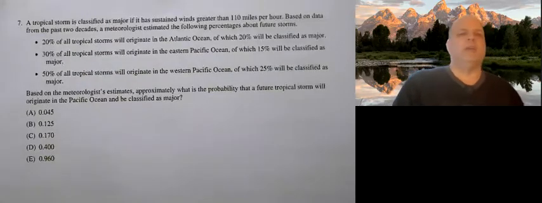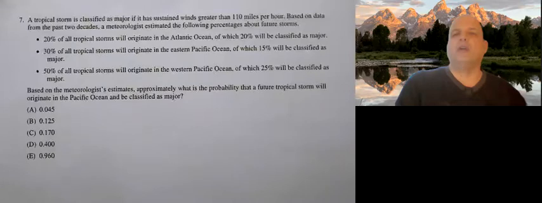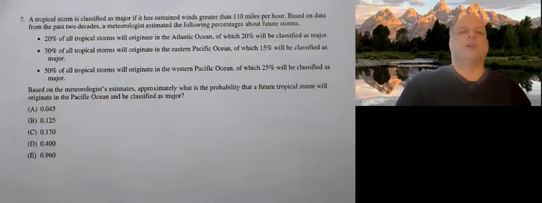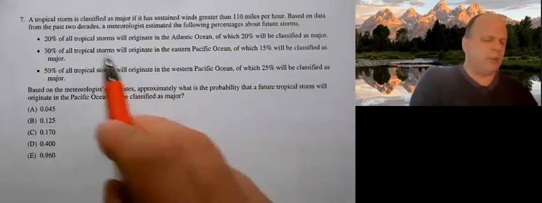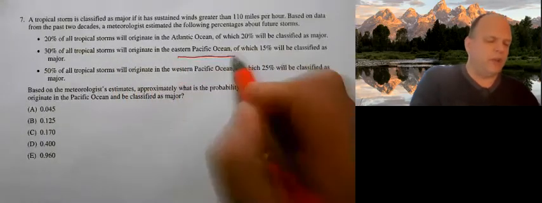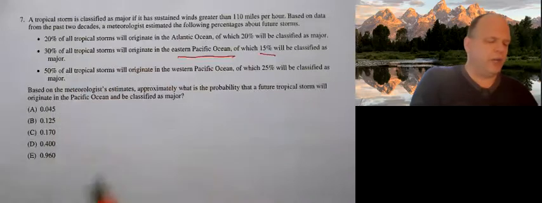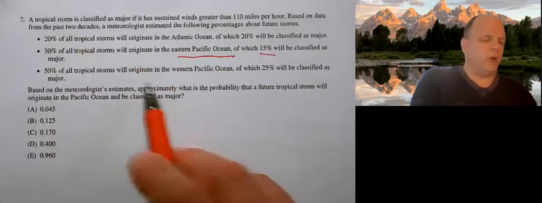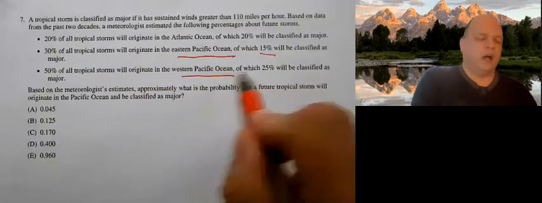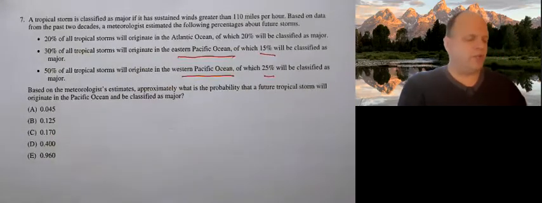All right, number 7. A tropical storm is classified as major if it has sustained winds greater than 110 miles per hour. Based on the data from the past 2 decades, a meteorologist estimated the following percentages about future storms. 20% of all storms will originate in the Atlantic, of which 20% will be classified as major. 30% of all tropical storms originate in the Eastern Pacific, of which 15% will be classified as major. 50% of all tropical storms will originate in the Western Pacific, of which 25% will be classified as major.